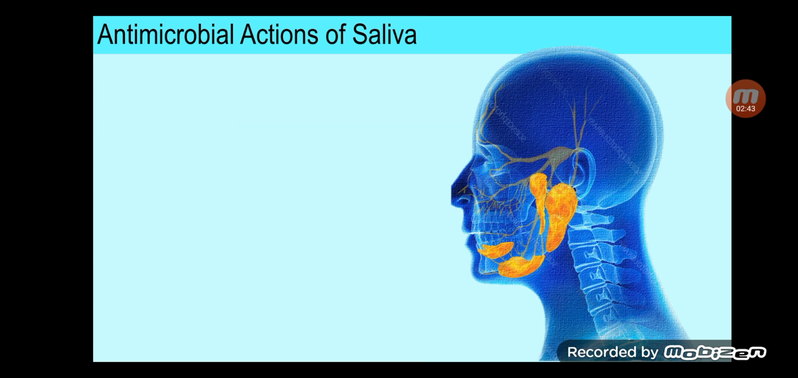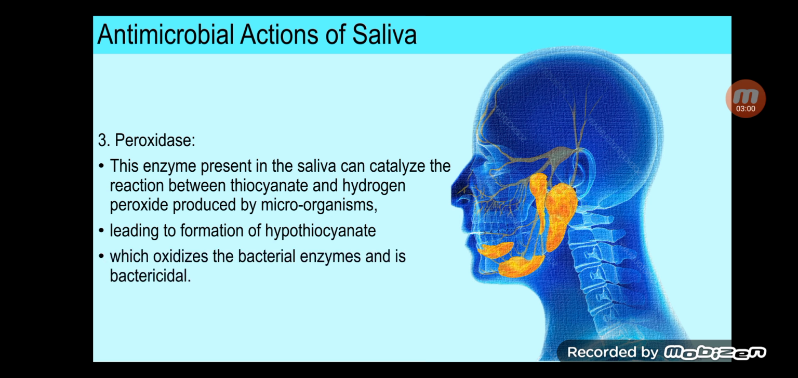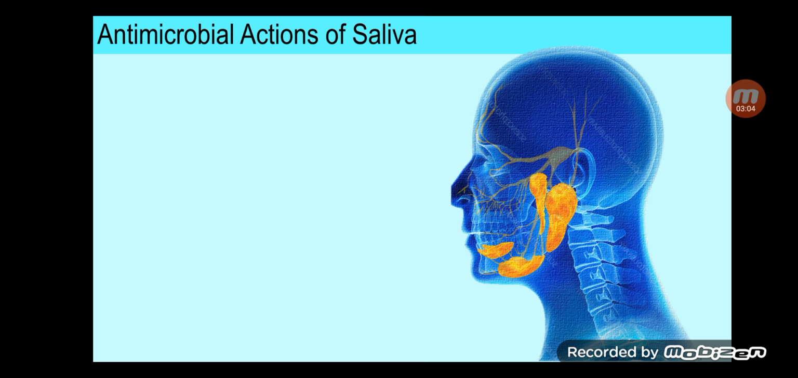Then another antimicrobial action of saliva is by peroxidases, the enzymes present in saliva, and they can catalyze the reaction between thiocyanate and hydrogen peroxide produced by microorganisms, thus leading to formation of hypothiocyanates which oxidize the bacterial enzymes, and that is bactericidal.